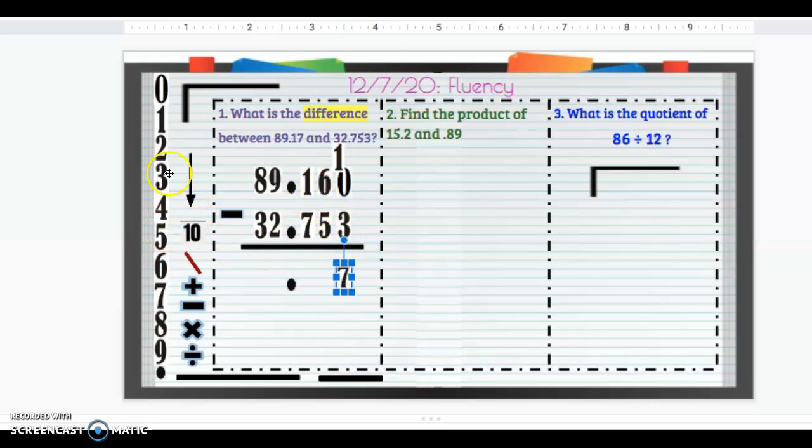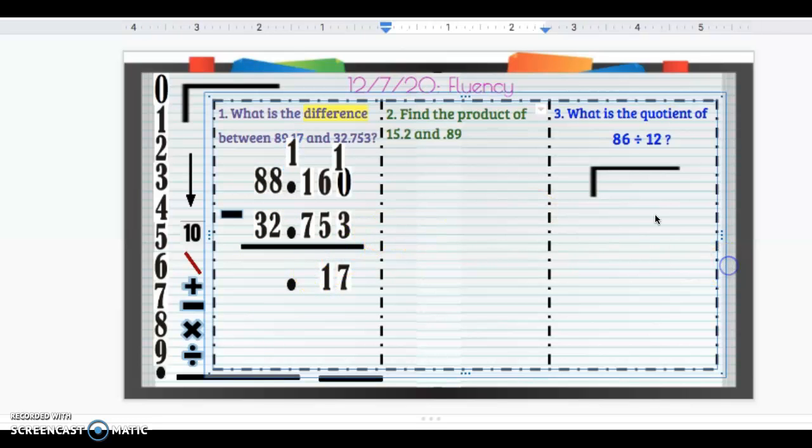6 minus 5 is 1. 1 minus 7, well, I can't do that, so I got to go to the 9. The 9 becomes an 8. And then the 1 becomes an 11. Okay, so now I want you to finish this. We're 11 minus 7, 8 minus 2, and then 8 minus 3. And then you'll get your answer.